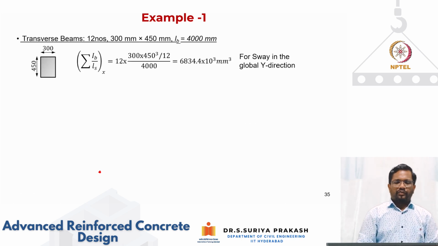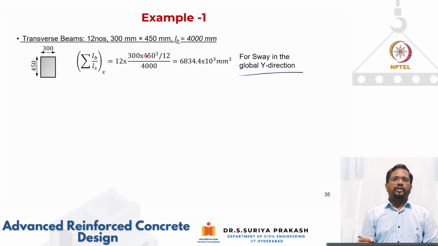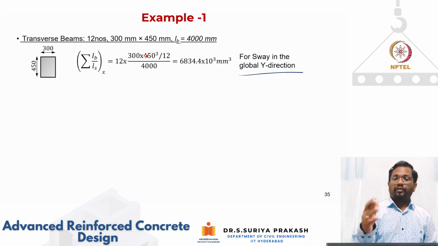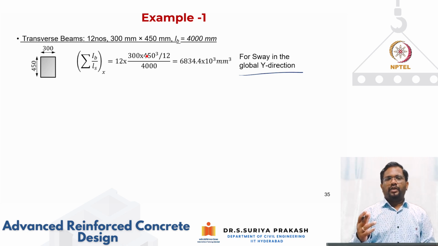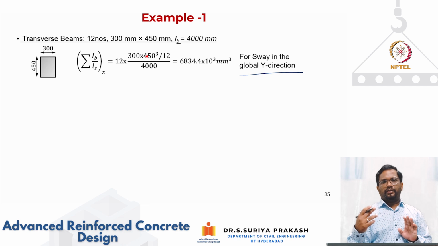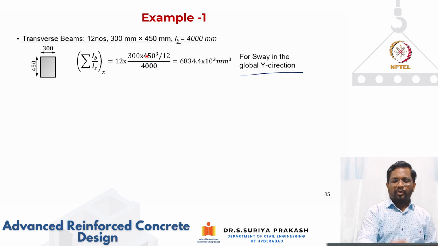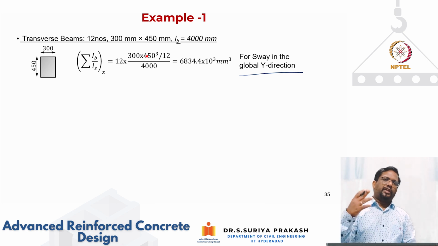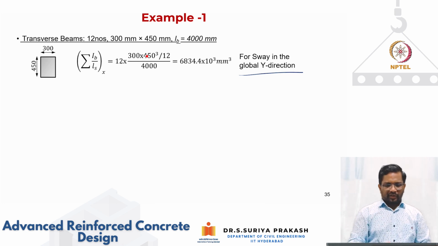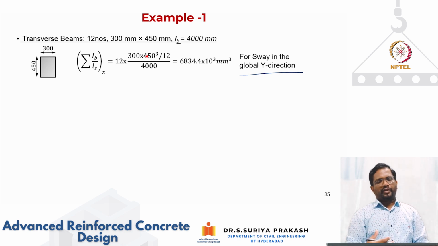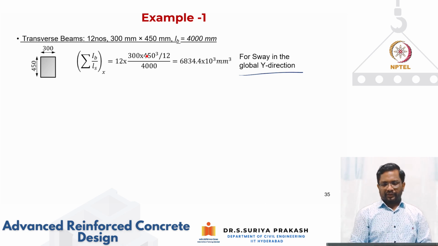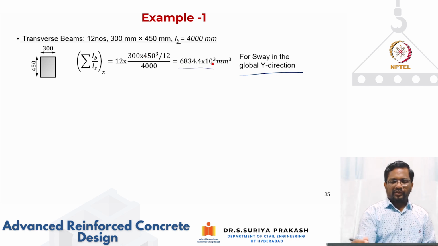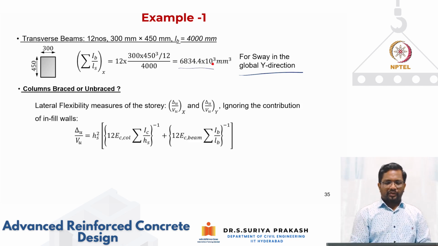So now for the sway in the global y direction, again, the moment of inertia is going to be 300 into 450 cube by 12. All of them have the same dimensions. If you have different beams for different spans, then again, appropriately, I have to add them. In this case, we have taken all the beams to have the same dimensions, both in the x and y direction. That is why there is no change. Otherwise, for each beam, I have to calculate that IB by LS. So in this case, it works out to be 6,834 into 10 to the power of 3 millimeter cube.